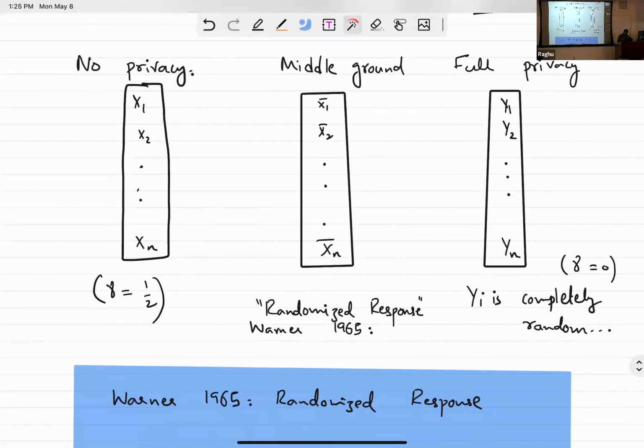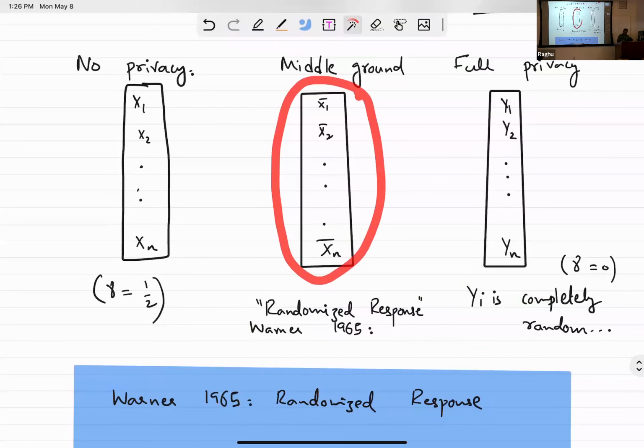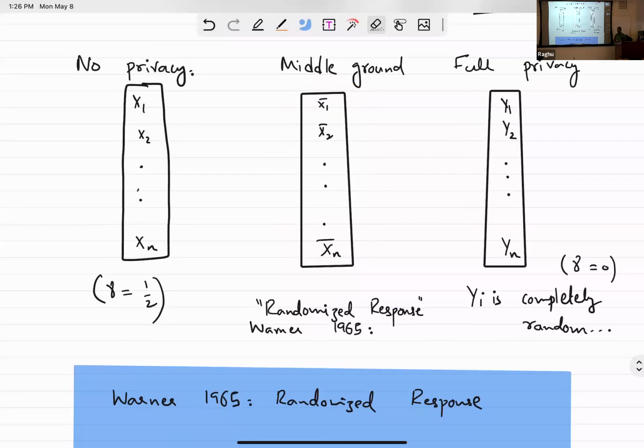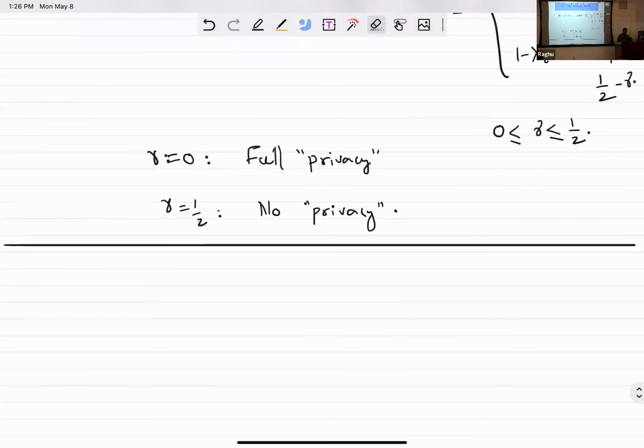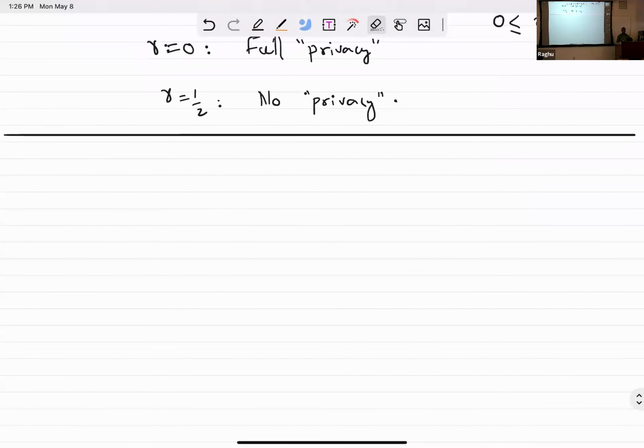Okay, so I'm going to release this publicly. How useful is this compared to the original thing versus releasing completely random things? How useful is it? How would you measure utility, right? Especially if I'm only interested in computing the mean, how could I measure utility?